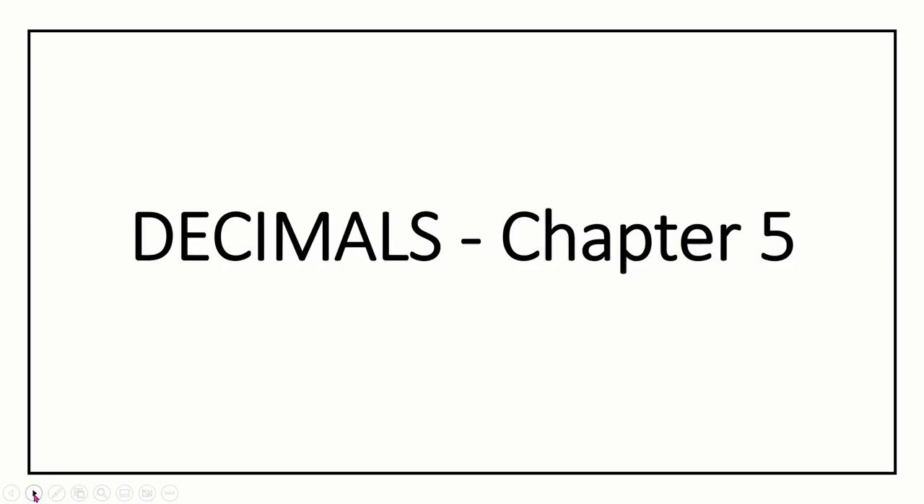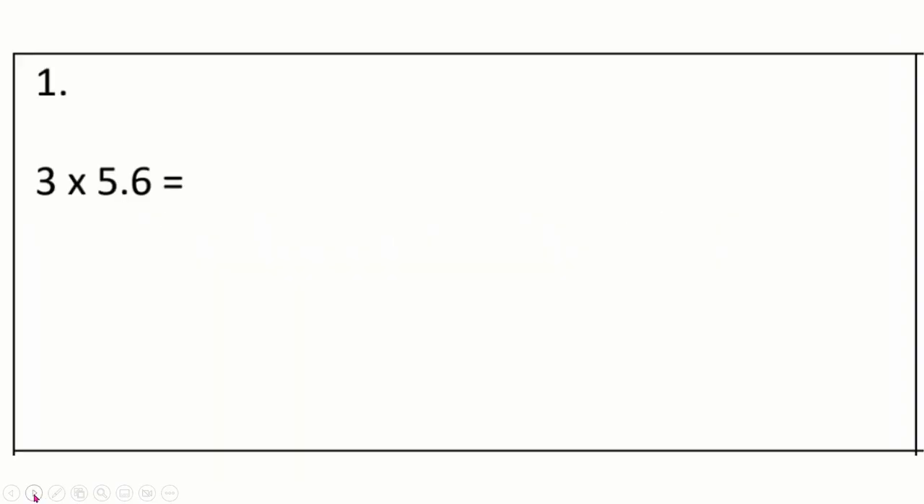147,994. Chapter 5, Multiplying with Decimals. In this first question, 3 multiplied by 5.6. So you've got one decimal place because there's a 6 after the decimal point in the number 5.6. So we're going to change that 5.6. We're going to move that decimal point one place over to the right. So we've made 5.6 into 56. We've made it 10 times bigger.